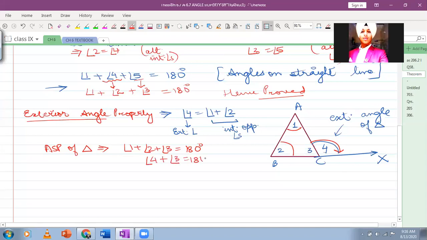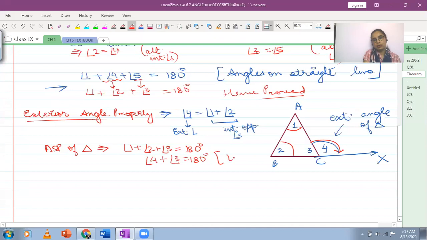And what's the reason for this? Linear pair. Yes. Angle 3 and angle 4 form a linear pair. Therefore, their sum is also 180 degrees. So I have two expressions here.